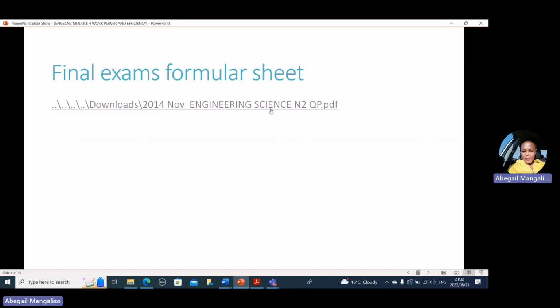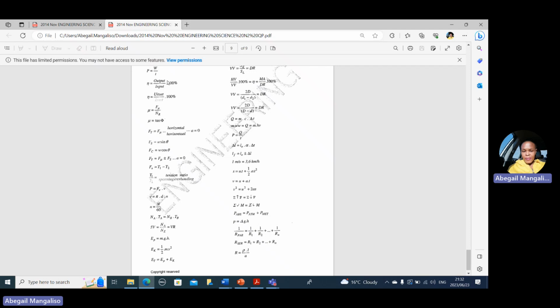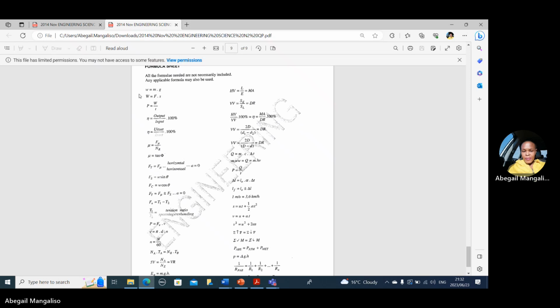The next slide is the formulas that will be used in the final exam. The formula to convert from kilograms to newtons, which is W equal to mg, will be given. This W is for weight, equal to mass multiplied by gravitational acceleration.